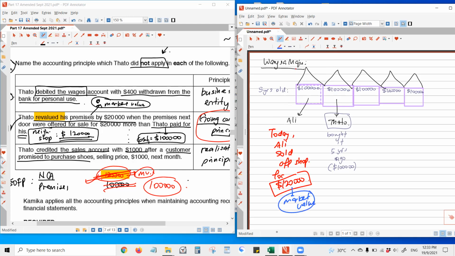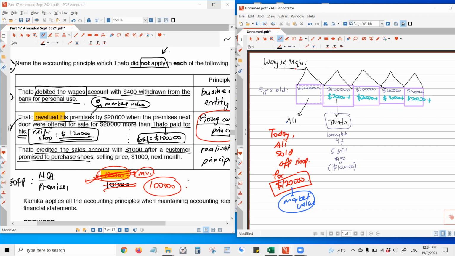So Tato sees this event. Tato sees that Ali sold it off for 120,000. Is Tato happy? Of course, Tato is happy, because the market value of all the shops should also be 20,000 more after 5 years. All the shops should have increased by 20,000. Because they are in the same location, all the shops should be sold at about the same price.